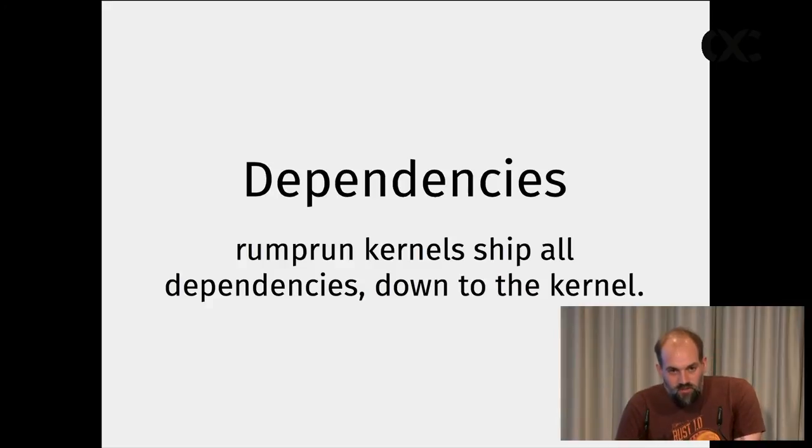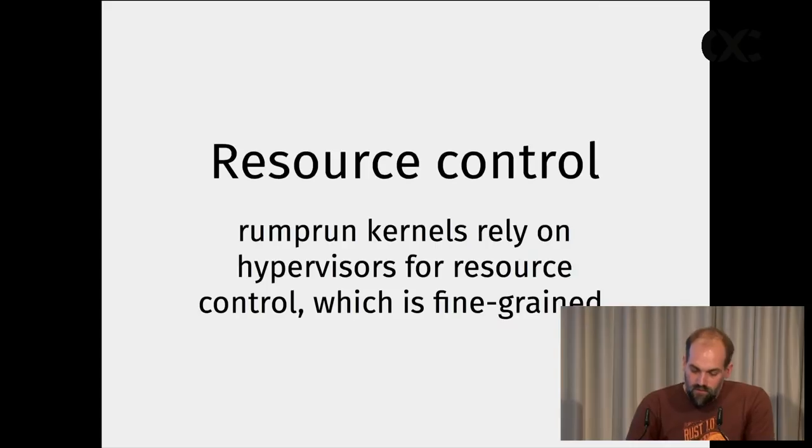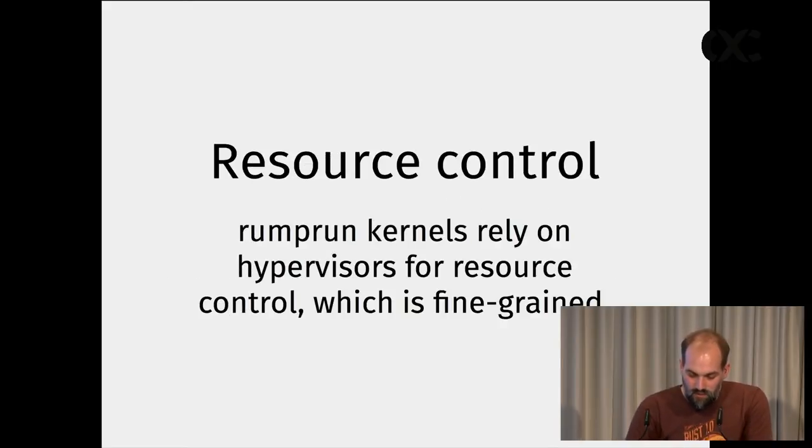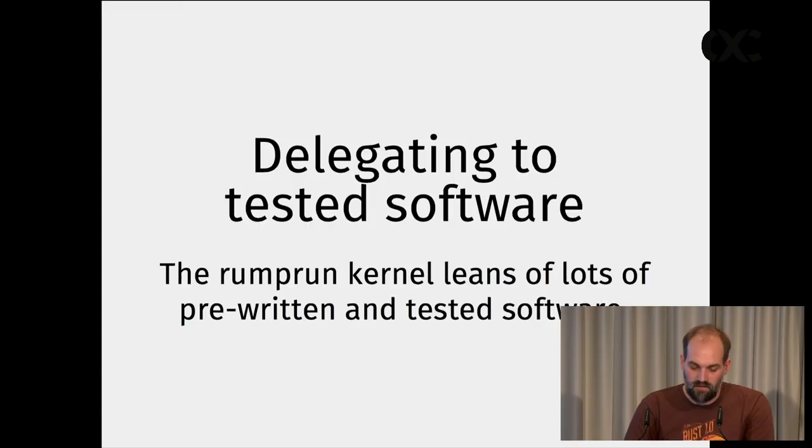Dependencies: we really ship all of them down to the kernel. It's all in that image. If you want to run it in 10 years, if you have some emulation of that hardware, go ahead, run it again. You don't need to document which version of the kernel it actually worked on. Resource control is the same. You can use the hypervisor resource control, and hypervisors used to be all about resource control in a lot of fashions. So this is really far advanced.